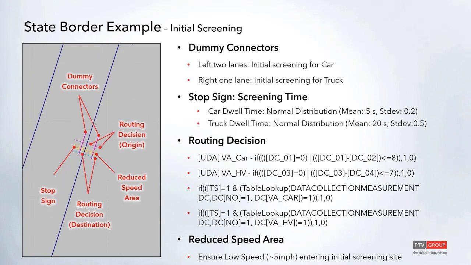So if we take a look at the initial screening area, all of the cars are going to travel over this connector here on the left-hand side, and all of the trucks will travel over the connector here on the right-hand side. We always want those trucks to use that rightmost lane. And as the vehicles enter this initial screening area, they'll stop at this stop sign here, which has a dwell time distribution set up for that initial screening. And then vehicles will pick up another routing decision to either continue on the freeway or to go into the testing area.